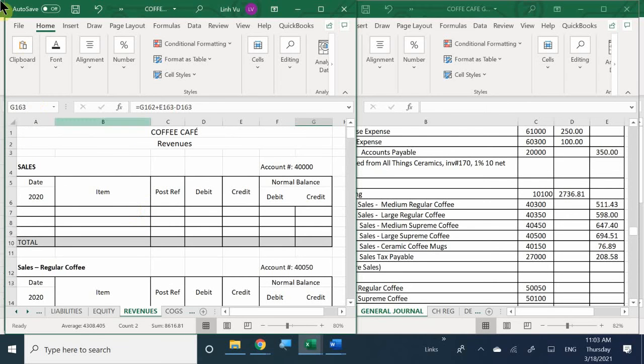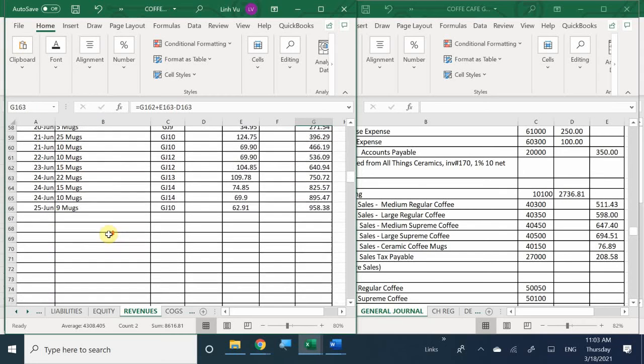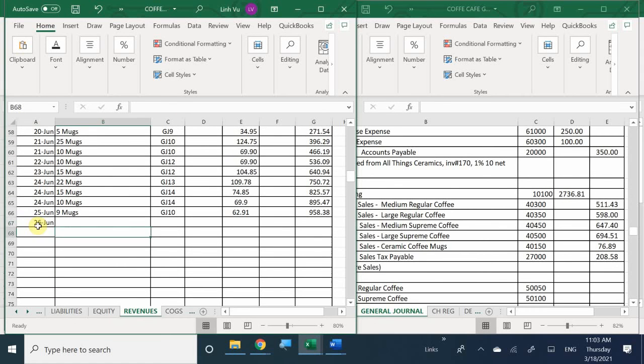Scrolling back up to go to our coffee mugs. Okay, so how many coffee mugs did I sell? You sold 11. Okay, what else? 76.89. Bringing my grand total to be $1035.27. Good. Last but not least, we got our sales tax payable.